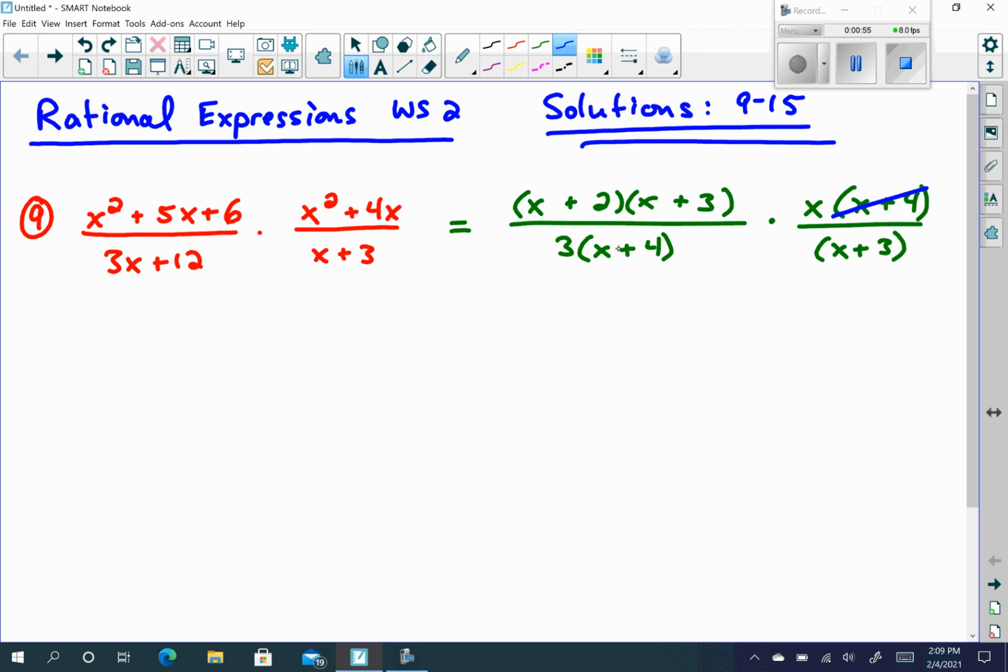So I notice the x plus 4s are going to cross out. The x plus 3s are going to cross out, and that's it. So what do we have left? Up top, I'm going to write the x first. X times the quantity x plus 2 all over 3.